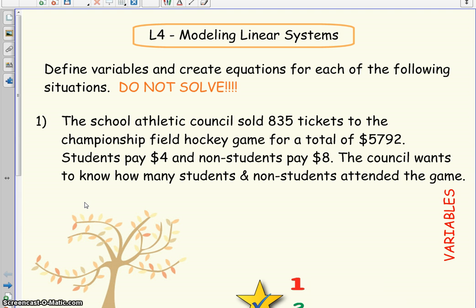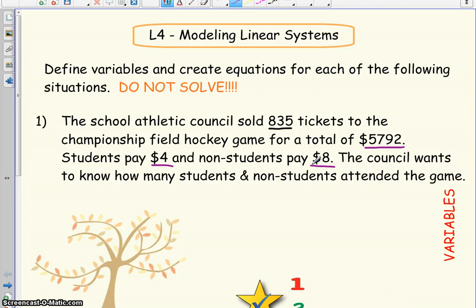So take a look at this first situation here. We have the Athletic Council. They sell 835 tickets to the championship field hockey game, and they bring in a total of $5,792. Okay, and we're told that students pay $4 and non-students pay $8. And we want to figure out how many students and non-students attended the game.